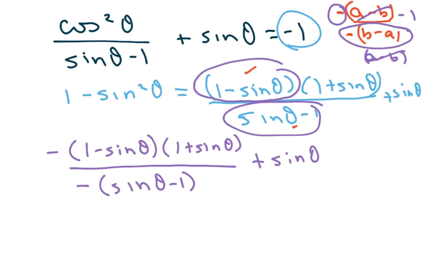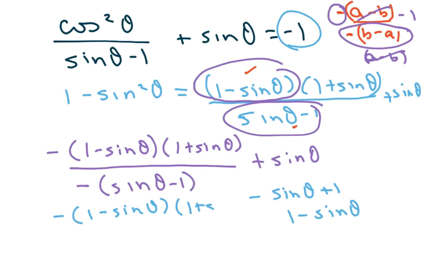Okay, so the denominator here, if I distribute that, I'm going to have to erase this because I'm running out of room, but negative sine of theta plus 1, which is the same as 1 minus sine of theta. And now we have negative 1 minus sine of theta times 1 plus sine of theta, and now I'm going to write this down, over 1 minus sine of theta.